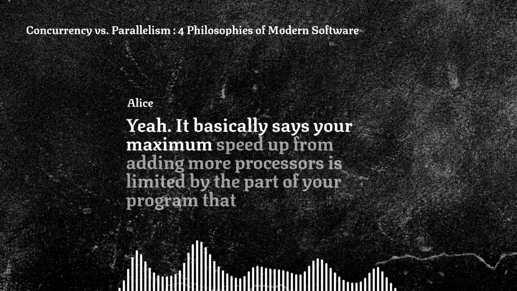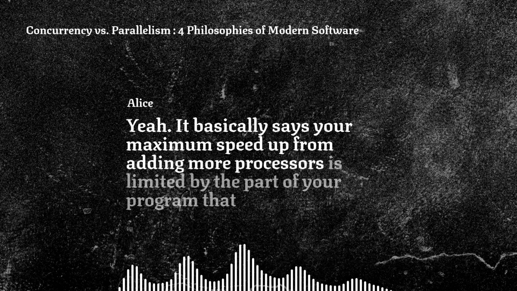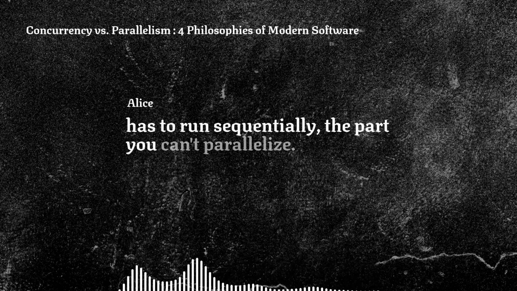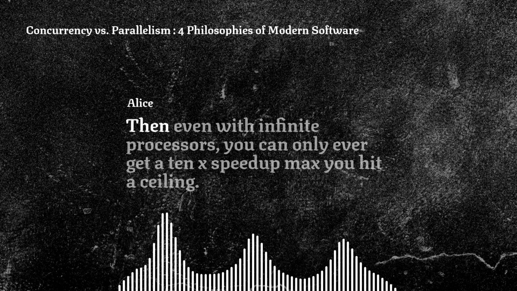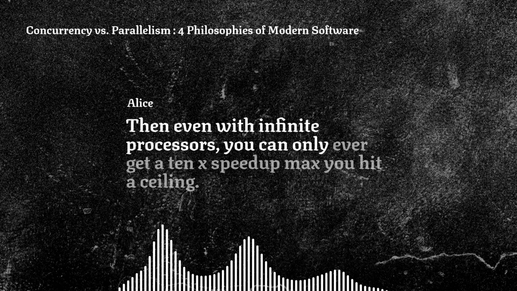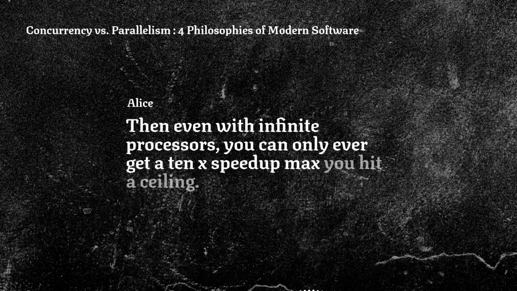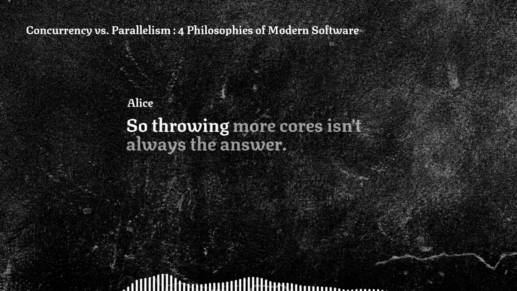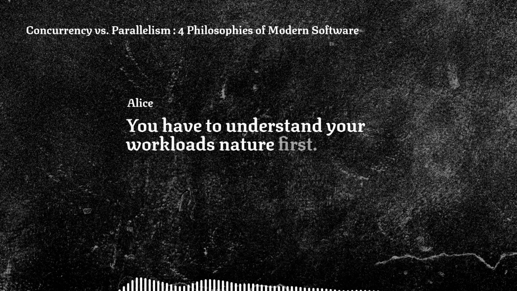It basically says your maximum speedup from adding more processors is limited by the part of your program that has to run sequentially, the part you can't parallelize. Right. If 10% of your code is inherently single-threaded, then even with infinite processors, you can only ever get a 10x speedup, max. You hit a ceiling. So throwing more cores isn't always the answer. You have to understand your workload's nature first.